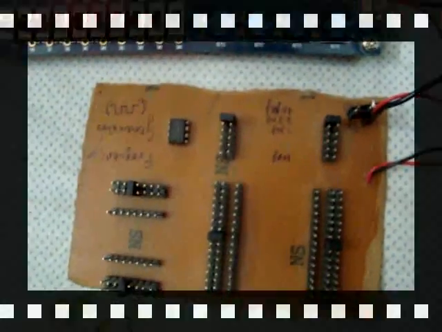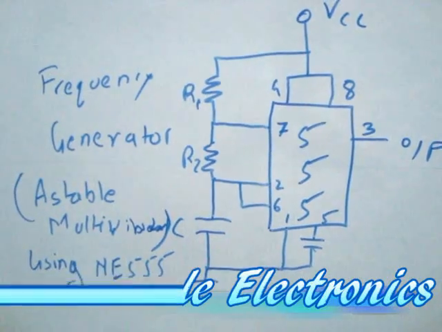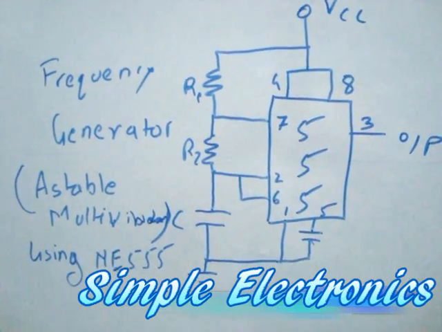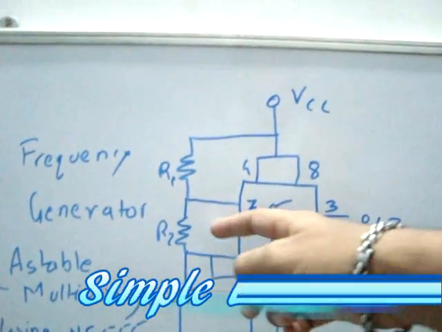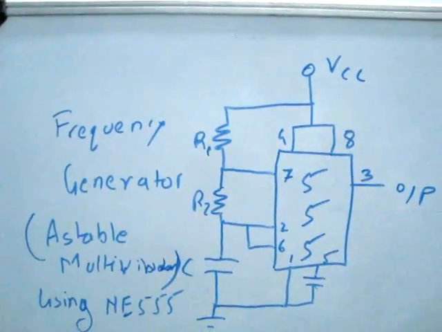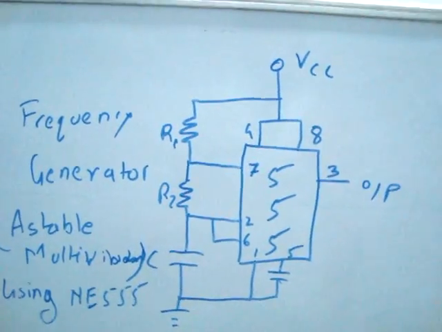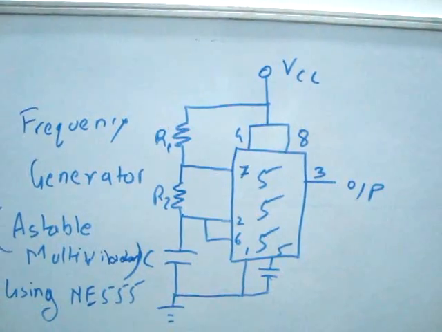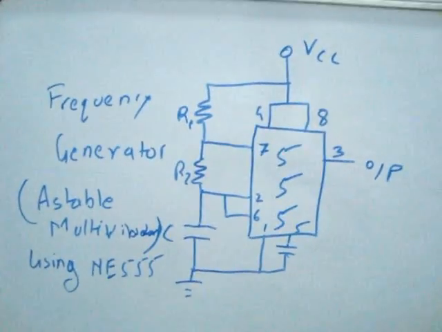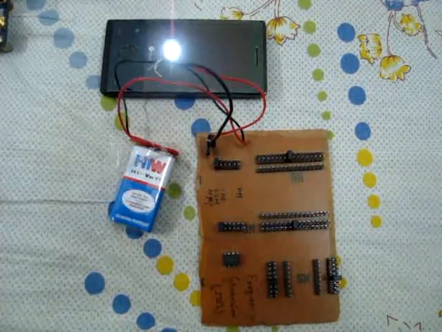Now let me explain the frequency generator. This is the frequency generator circuit. I am using Q5 as a frequency generator and this is an astable multivibrator. Here the R2 and C values, that is the resistor and capacitor values, determine the frequency to be generated, and when the R1 value is changed, it will change the duty cycle of the wave.